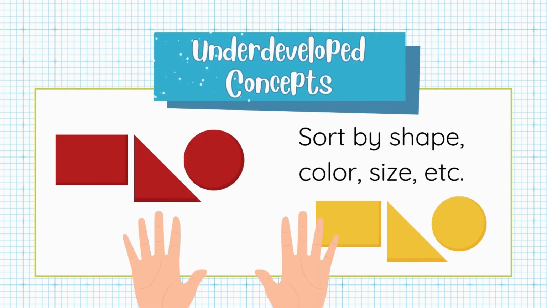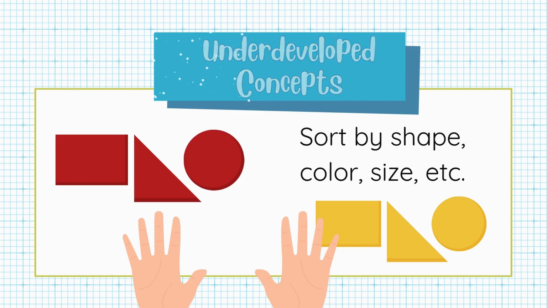Before we dive into the strategies, let's discuss underdeveloped concepts students may have. Based on kindergarten standards, some students may be able to sort or classify a set of figures by size, orientation, texture, or color, but they may have difficulty sorting and classifying figures based on geometric attributes. This skill is crucial to develop in first grade.